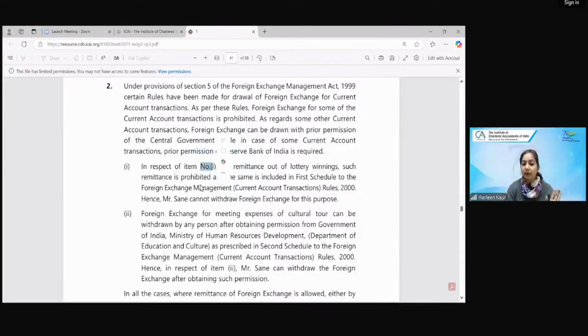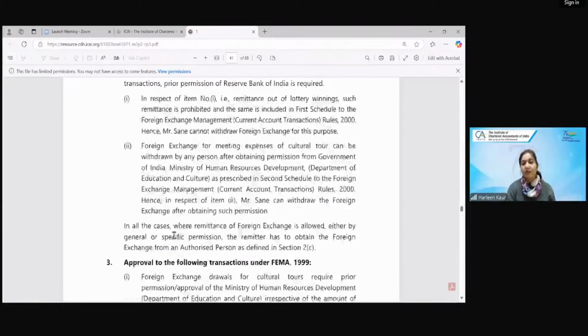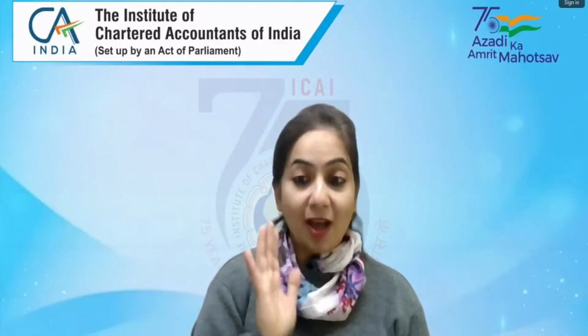Then we will write for item number 1, it is the lottery winning. Remittance is made as per the first schedule of FEMA. Therefore, he cannot withdraw because it is a prohibited transaction. In the same way, you have to write for the next one also. All right. So this is how you have to learn it. This is how you have to do it.